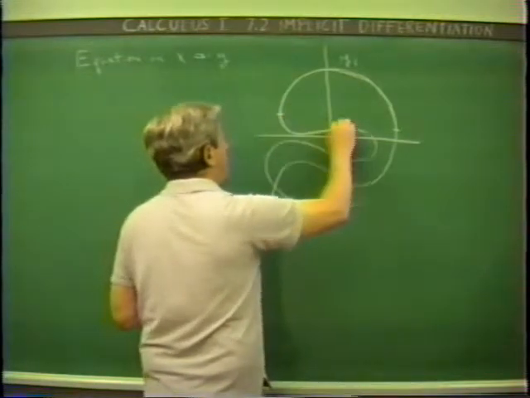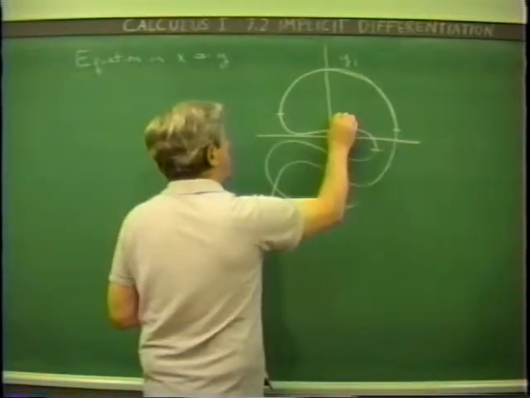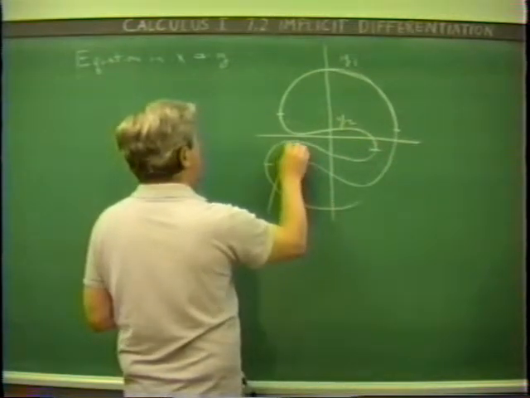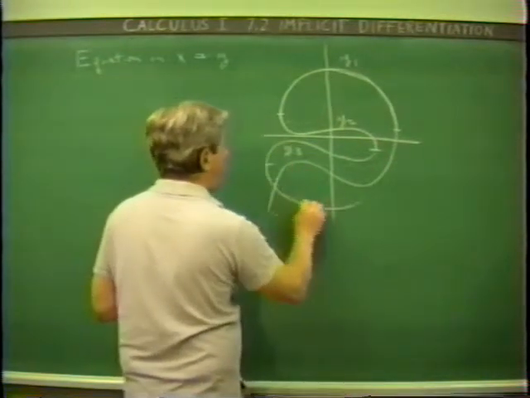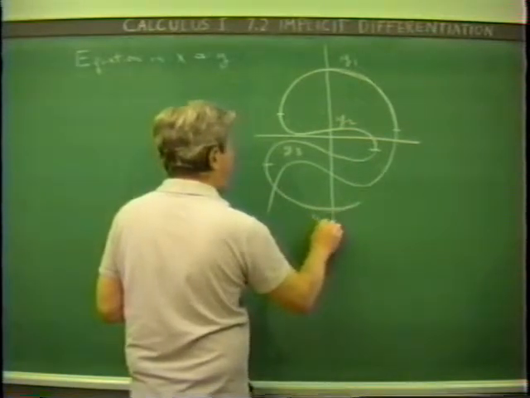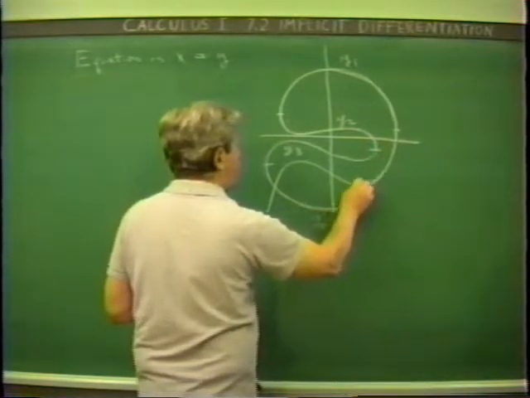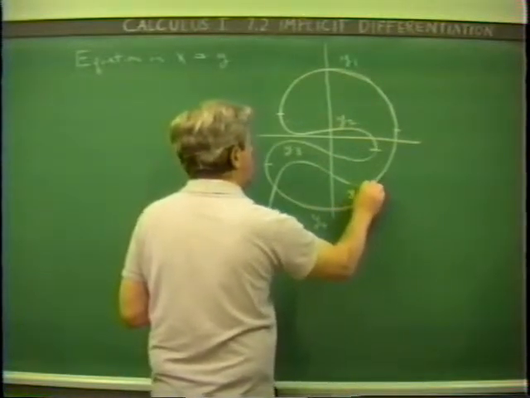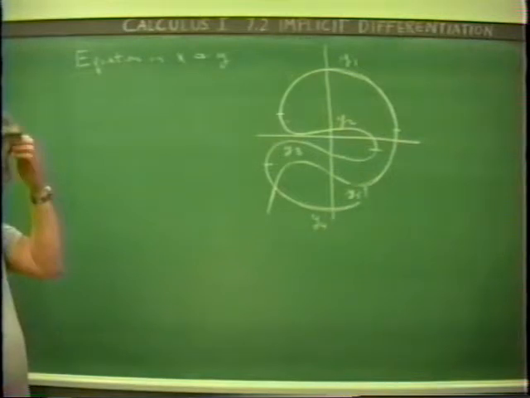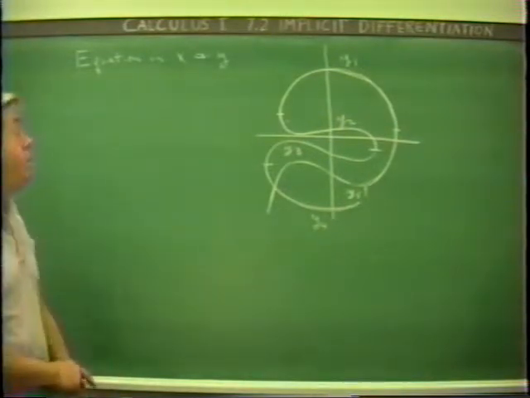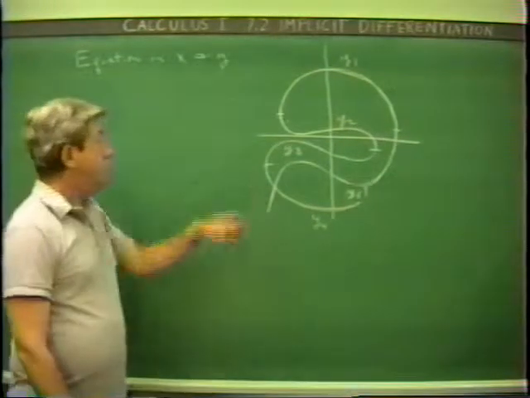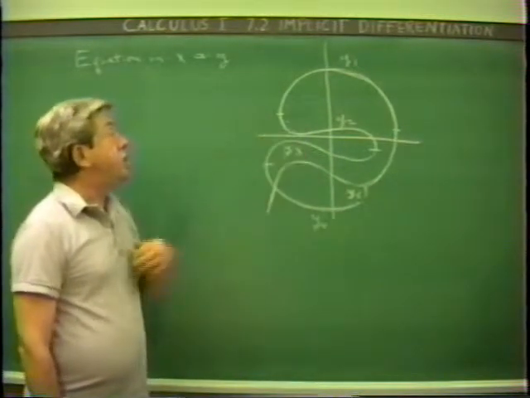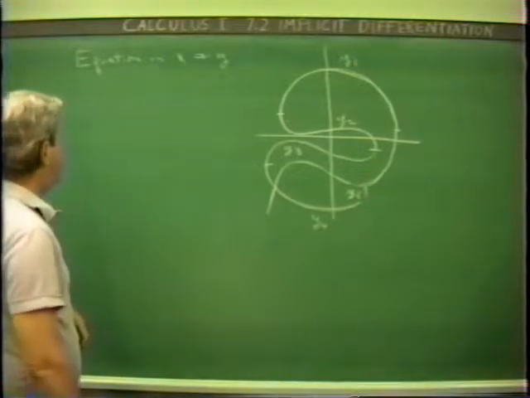Here's a second piece, y2, a function of x. Here's a third piece here, from here to here, y3. A fourth piece down here, y4. And here's a final piece right here, y5. So the graph of the equation can frequently be broken up into several pieces, each of which is a function of x.